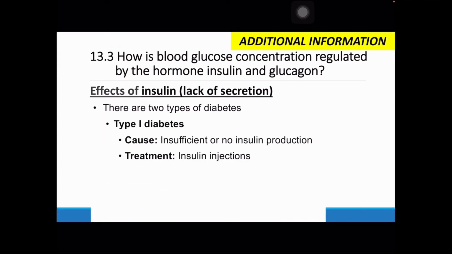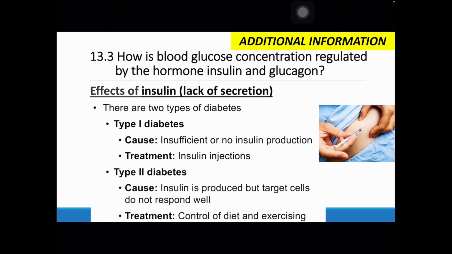There's actually two types of diabetes, alright? So there's type 1. Type 1 diabetes is actually due to a person not having enough insulin production. So it can be inherited from the parents, right? So naturally they will not have enough insulin. As a result, it's very hard for them to lower down their blood glucose concentration.